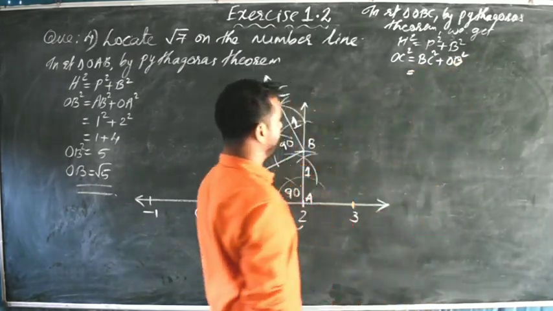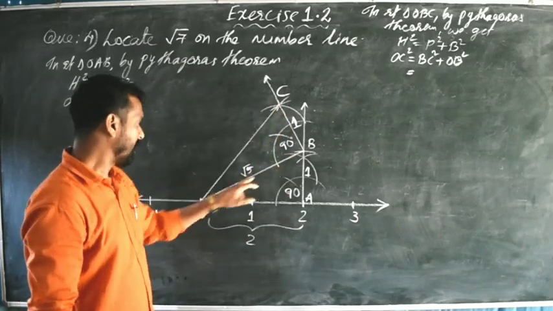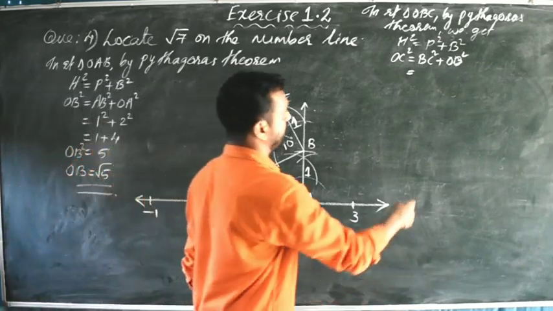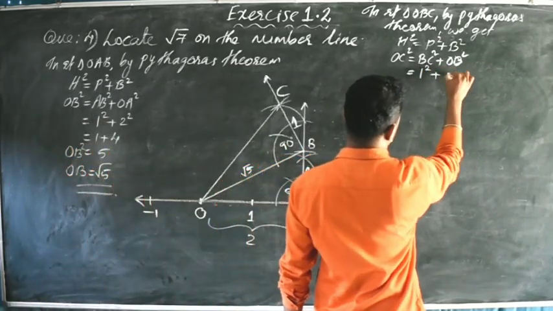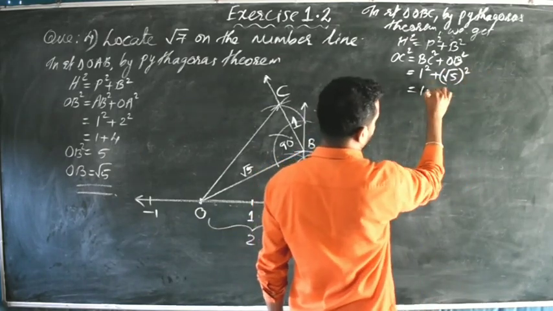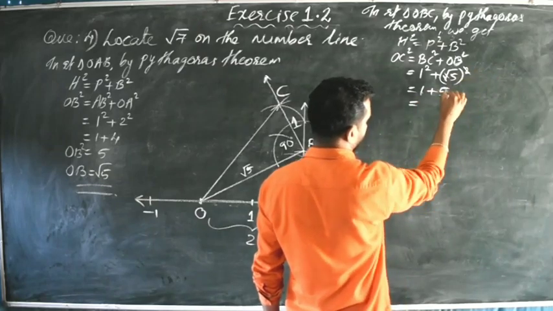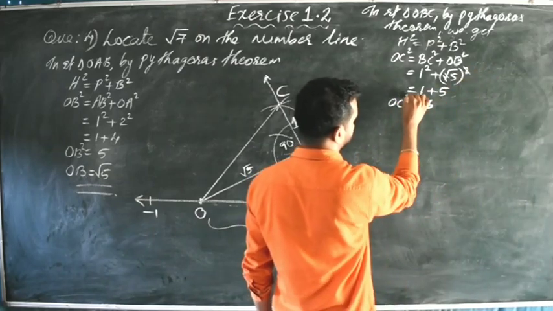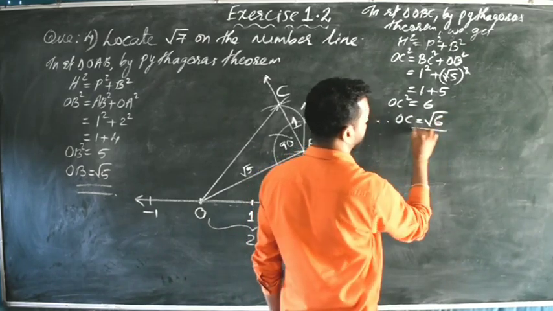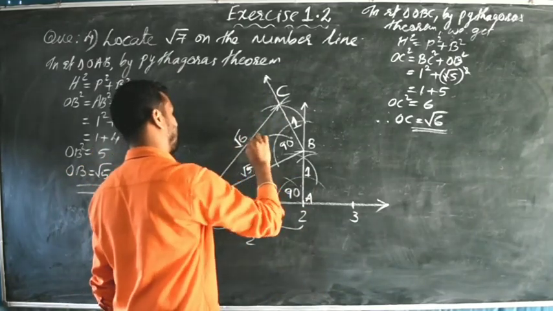Now substitute value. BC is equal to, I told that we made 1 centimeter. So 1 square. And OB length we got here, that is root 5. So BC square, that is 1 square plus OB root 5 square. That is equal to 1 plus root 5 square. Square root square we can cancel, 5. That is equal to 1 plus 5, 6. That is OC square. Therefore OC is equal to, what is the answer? Root 6. OC is equal to root 6. This one we got root 6.